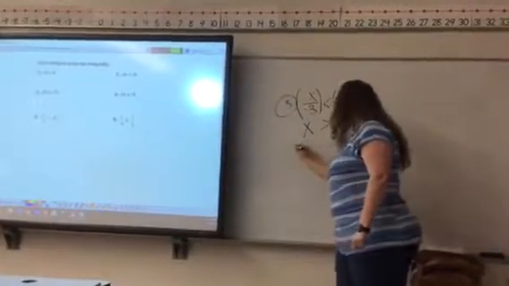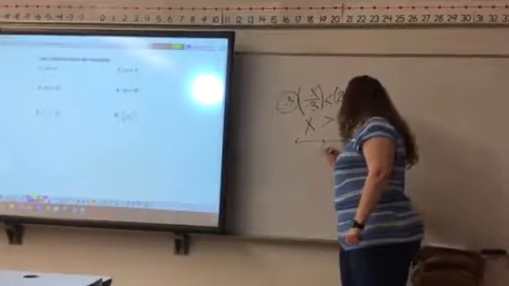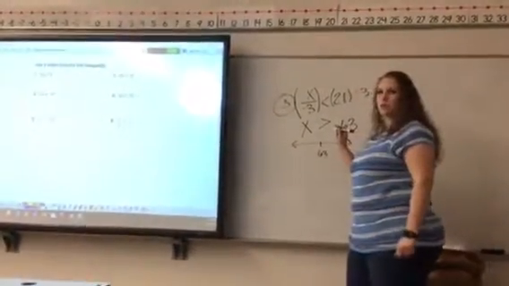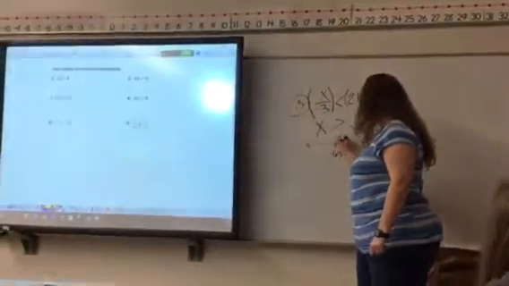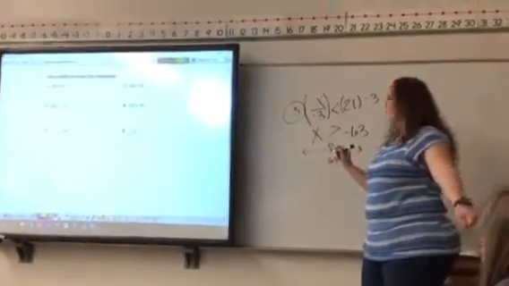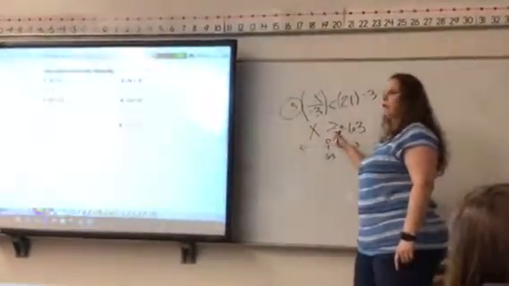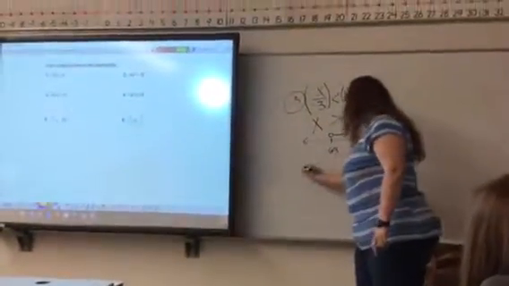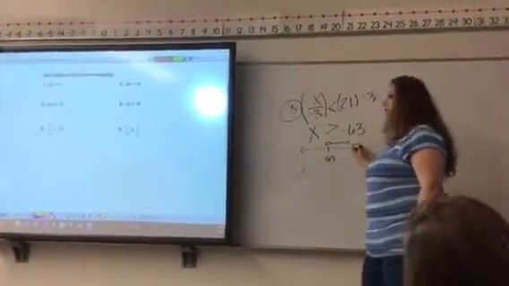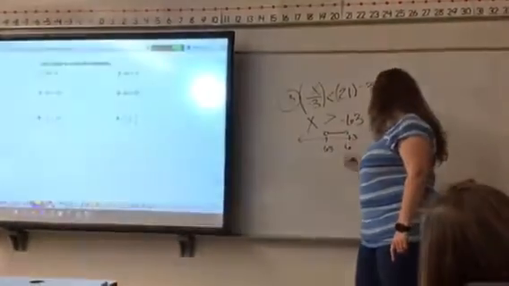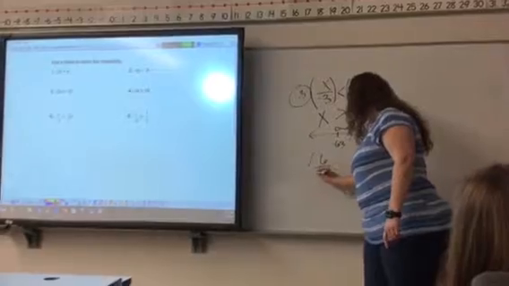And then you guys graph it. You're at negative 63. Open circle or closed circle? Open. Why? Because it's not equal to. Okay, and is my variable larger or smaller than negative 63? Larger. And then you would check. Pick a number up here. 6. Okay, 6 divided by negative 3.